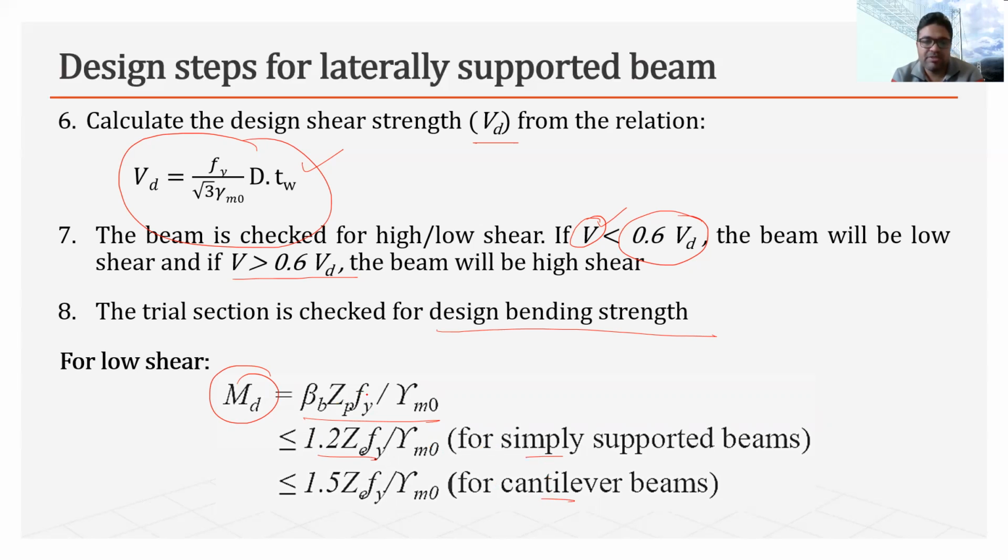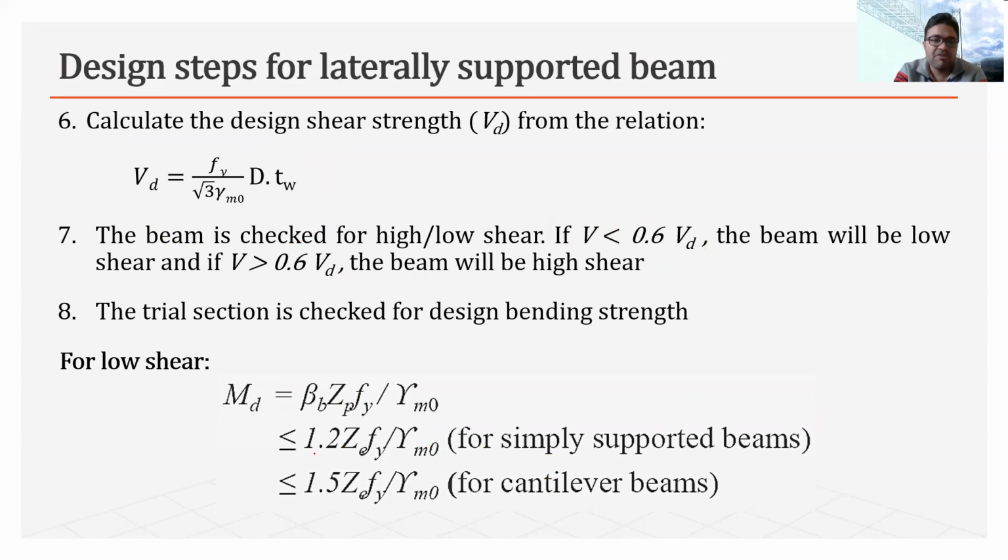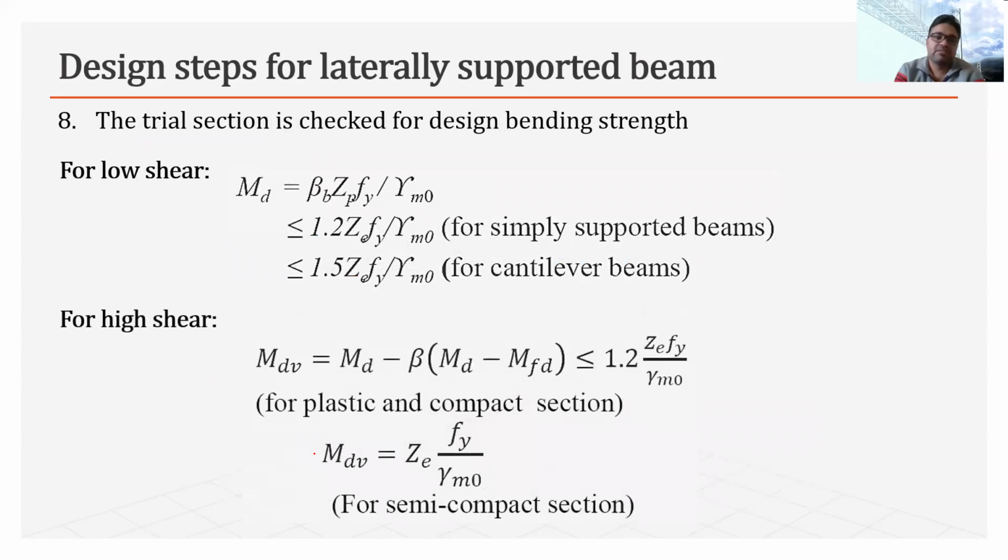So based on that, we will satisfy the MD value with the respective formula. If it is of high shear, in that case, we will find out the MDV value by using the respective values, and then compare. Again, the value of MDV should be less than 1.2 times ZE Fy upon gamma M naught. This formula is for the plastic and compact section, and this value is for the semi-compact section.